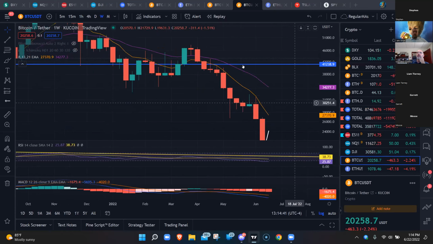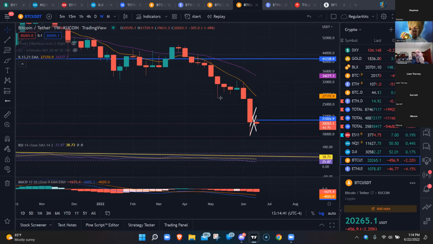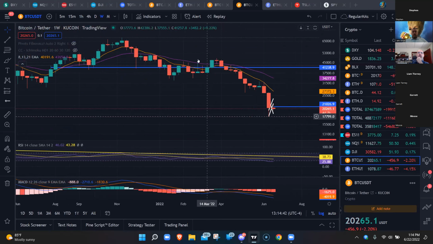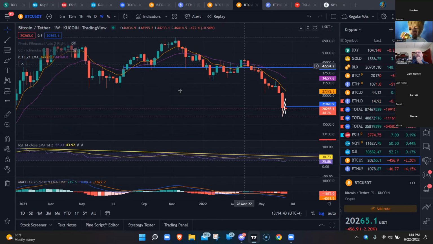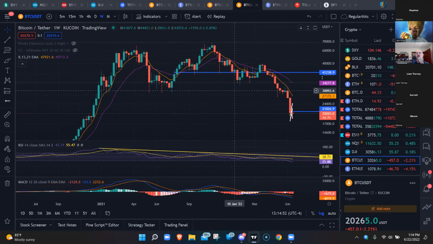So you can use candlestick patterns. You can use chart patterns. You can use the 8/21 MA. You can use all of these things to your advantage and do really well over a longer term.